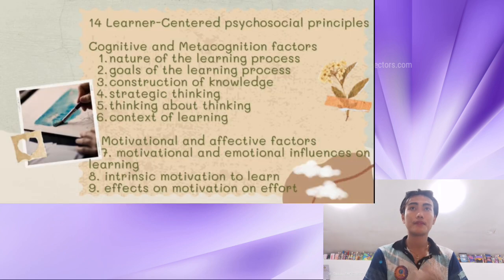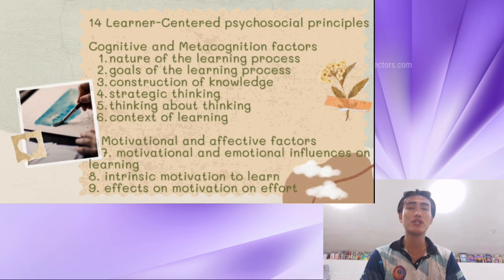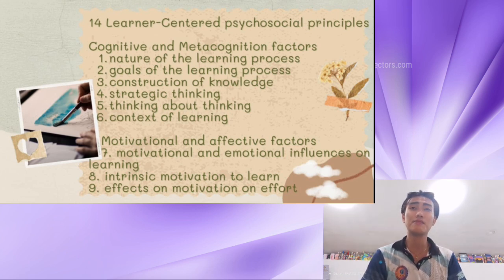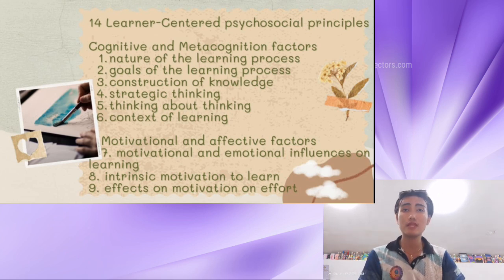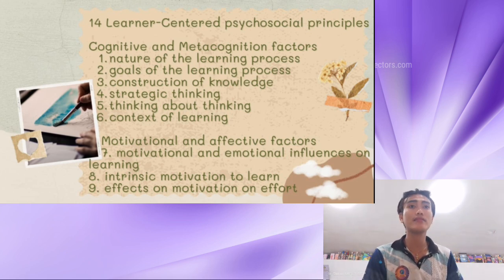Next are the cognitive and metacognitive factors. Number 1 is the nature of the learning process, number 2 is goals of the learning process, construction of knowledge, strategic thinking, then thinking about thinking, and lastly, context of learning.